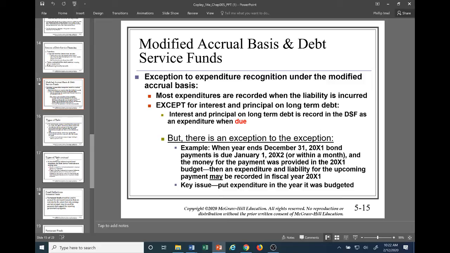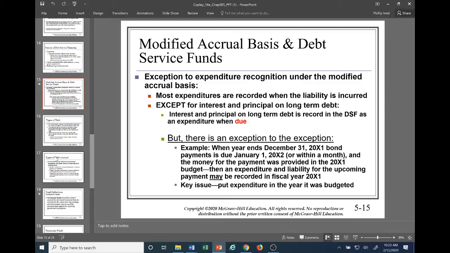Just follow me for a second. The first exception is that it's different from the rest. It's the first exception that the expenditures are recognized in the debt service when they're due. Interest and principal are due, not when the liability is incurred, right? So that's the exception to the rule of modified accrual basis when to recognize the expenditure.